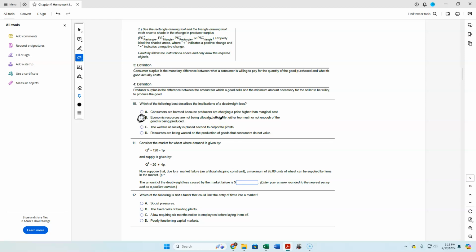Number 11, we were talking about the market for wheat, and we need to calculate the amount of the deadweight loss. Well, first thing we need to do is find the competitive amount. That would be where demand equals supply. So that'd be 120 minus 1p equaling 20 plus 4p. Again, my numbers may be different than what you're presented with. That'd be 120 equals 20 plus 5p, 5p equaling 100, p equaling 20, Q equaling 100. Now we're saying that they are going to limit things to 95.